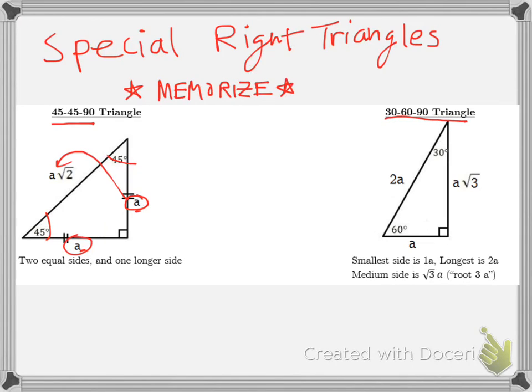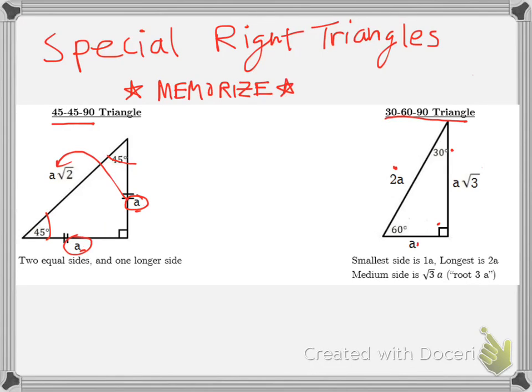The 30-60-90 is a little more complicated. You have two angles, one smaller than the other and one bigger than the other. Notice that the smallest side is across or opposite the smallest angle, right? A is across or opposite from 30. The biggest side, the longest side, which is 2A, is across from the biggest angle. And the medium-sized side is across from the medium-sized angle. So that hopefully makes a bit of physical sense to you.